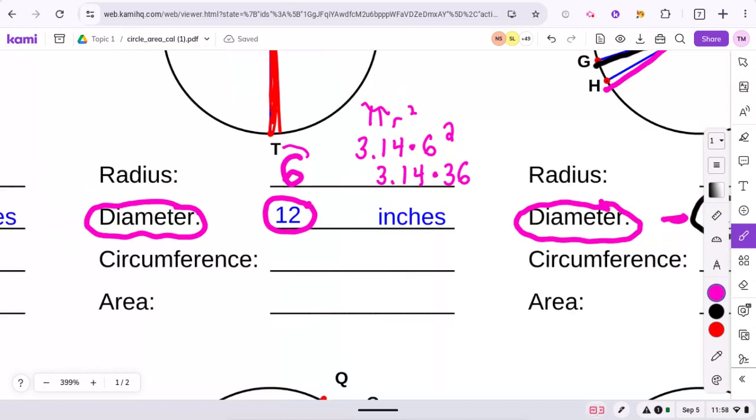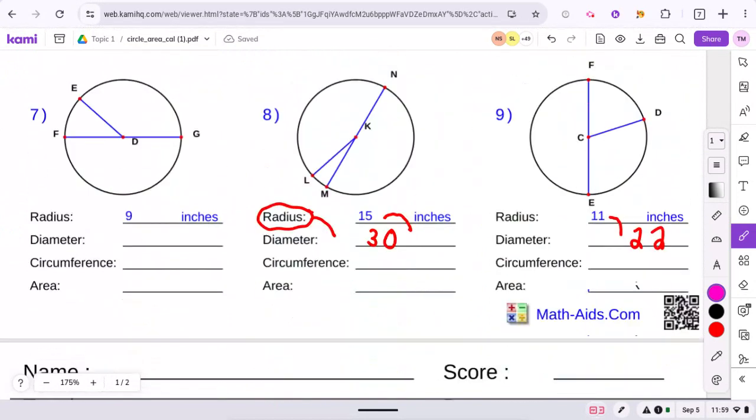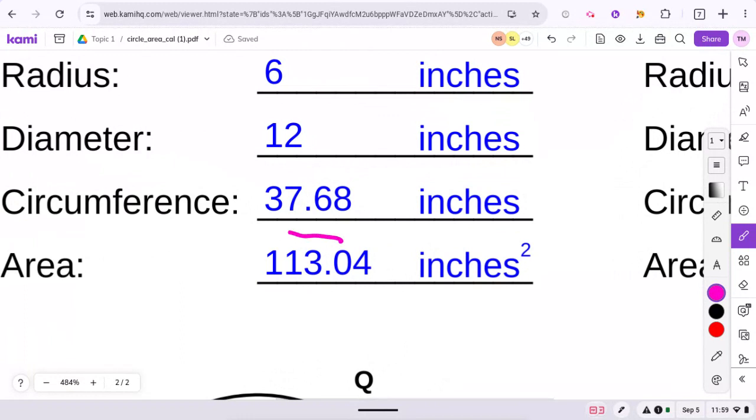And then you would use your calculator, which you can also do on the quiz, and you'd multiply 3.14 times 36. And that would get you the answer here, just like it shows.